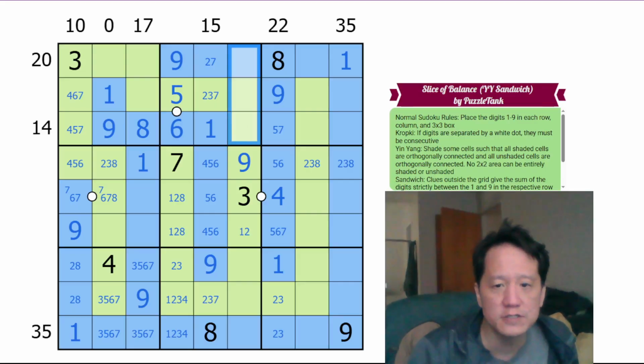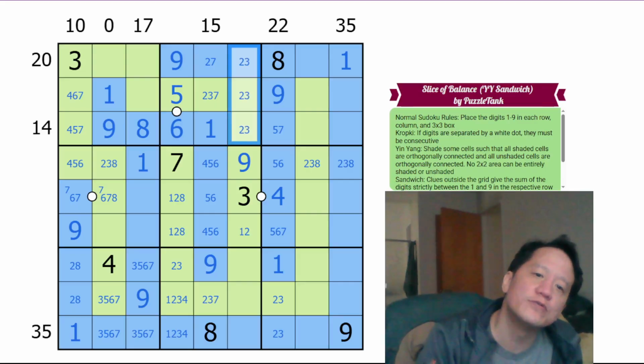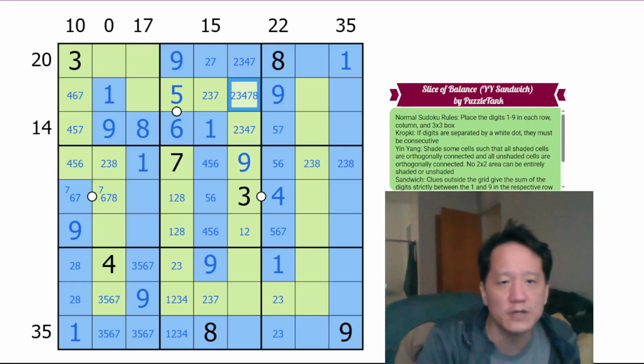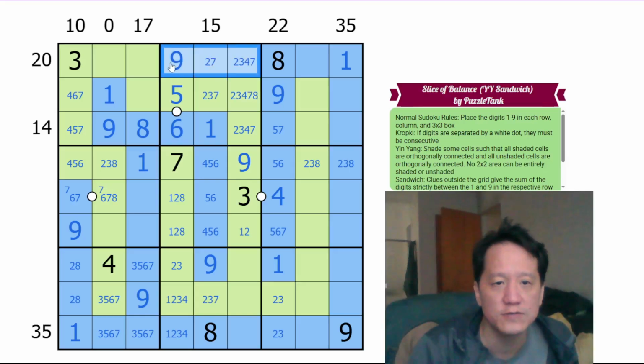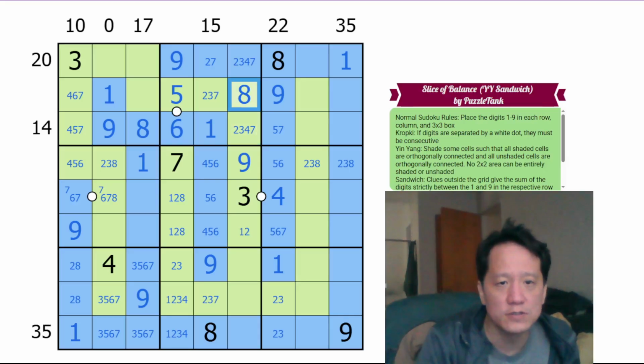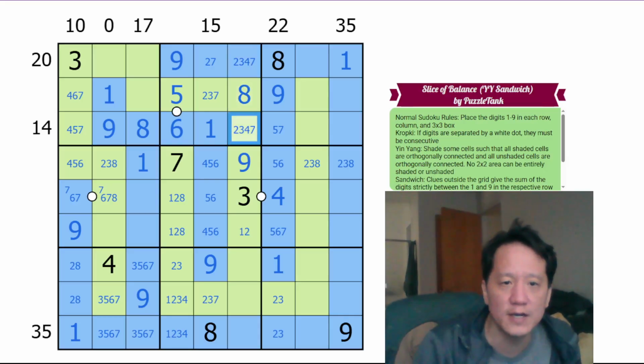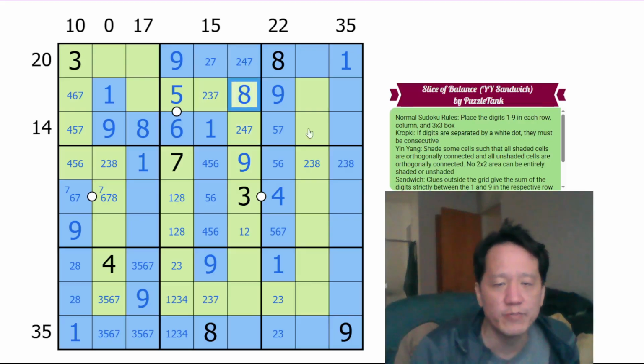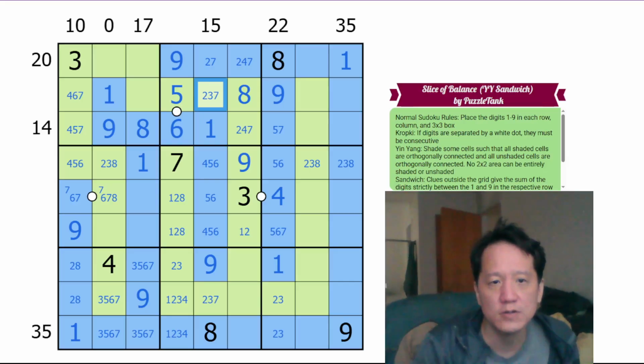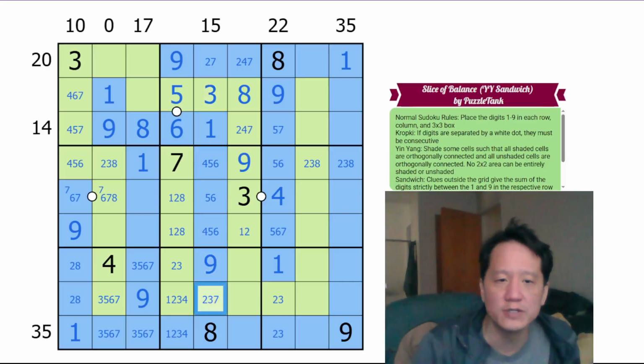What are the remaining digits in box 2? 2, 3, 4, 7, 8. Obviously, this can't be 8. This can't be 8. Where is 8 in box 2? It has to be here. So this is 8. We're guaranteed this cannot be 3. So where's the 3 in box 2? It has to be here. So this is 3, which eliminates 3 here.